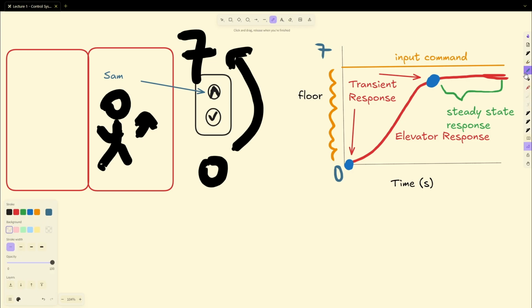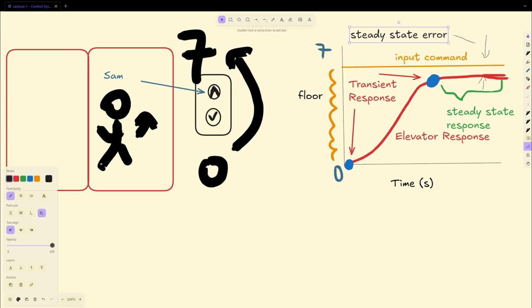So for example, let me see if I can show this to you in a different color, perhaps black. So this error here, from here to here, this is the steady state. Okay, let me move back a bit. Let me go here. Let me write here. Okay, steady state error.